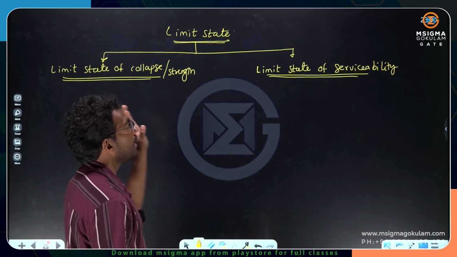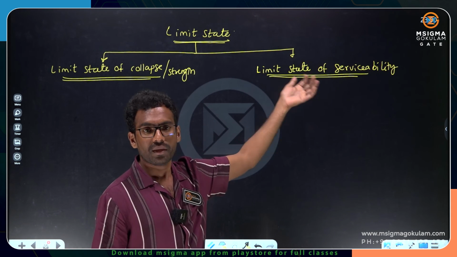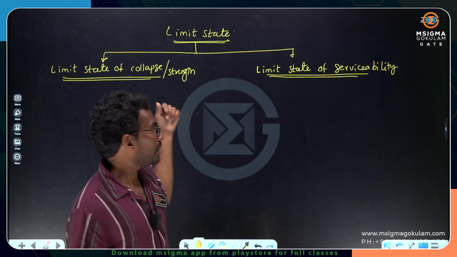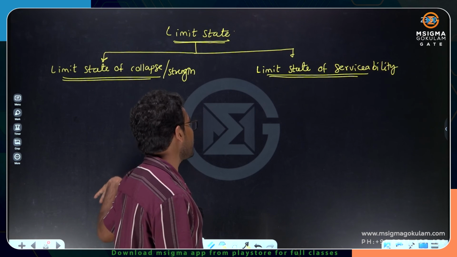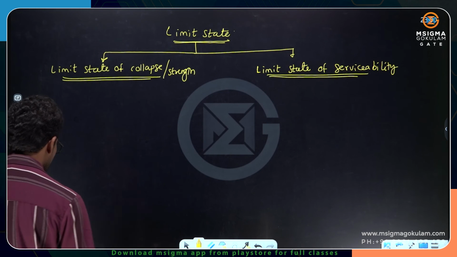Once the strength criteria are satisfied, only then do we go for the serviceability checks. As long as it is not satisfying strength aspects, you should stay here, do iterations and ensure that it is safe in strength. Then only can we go for the serviceability aspects. What comes under limit state of collapse?